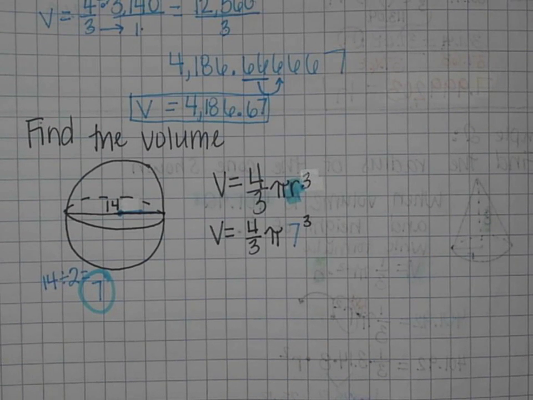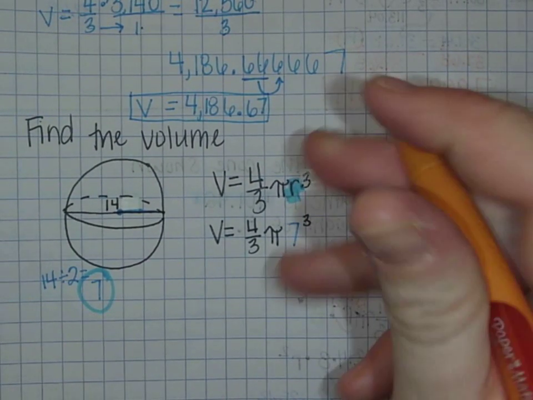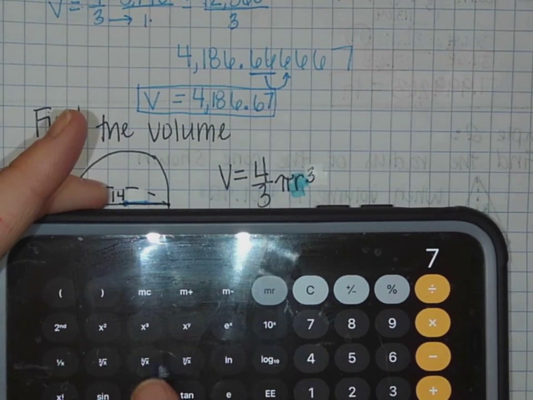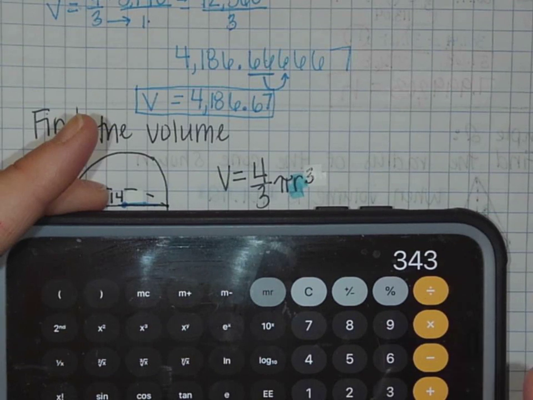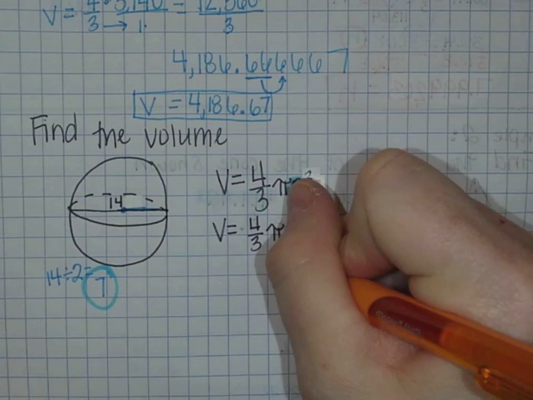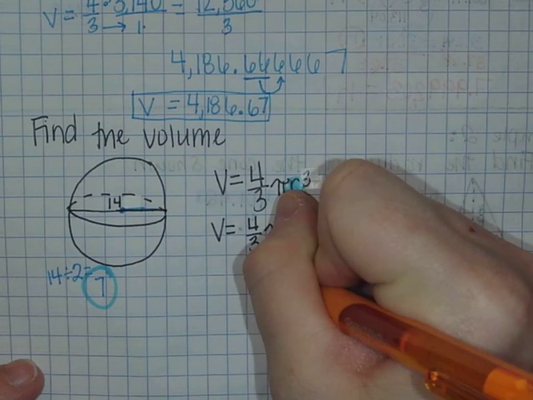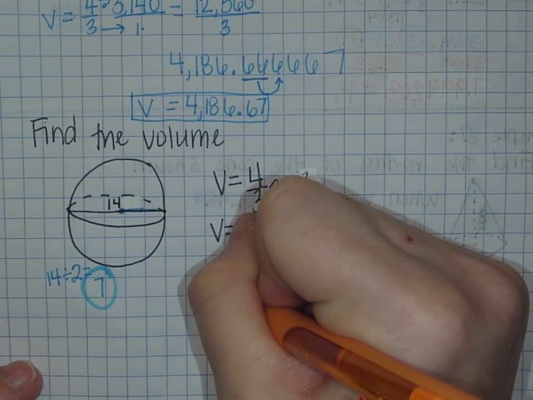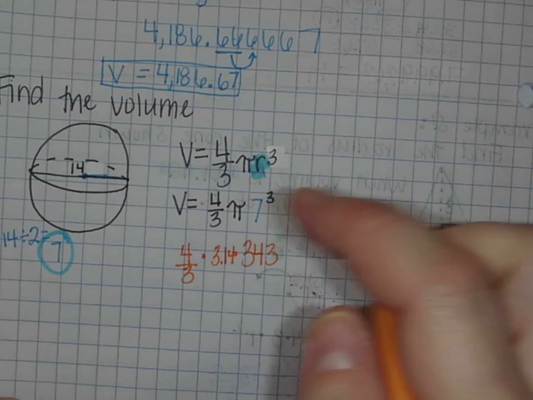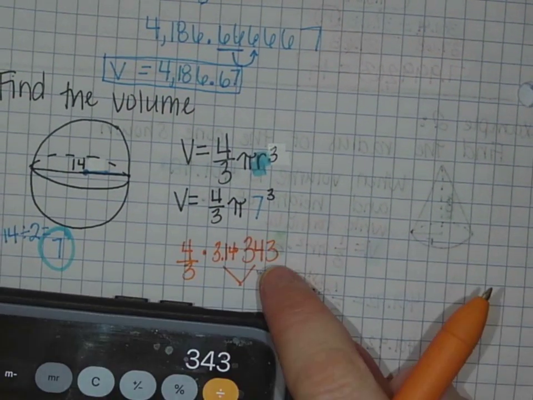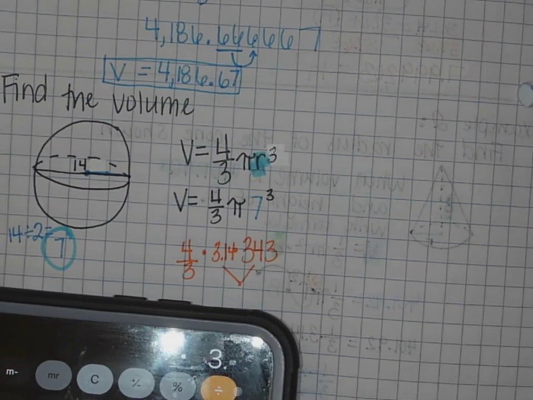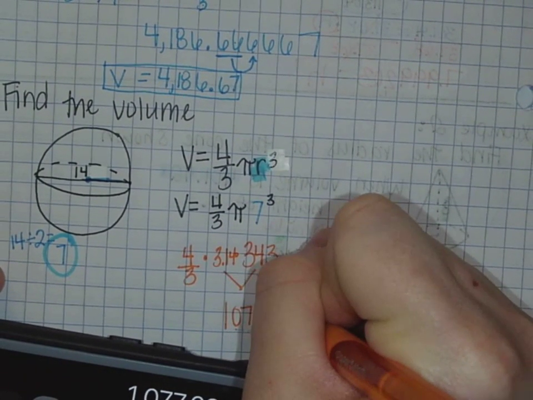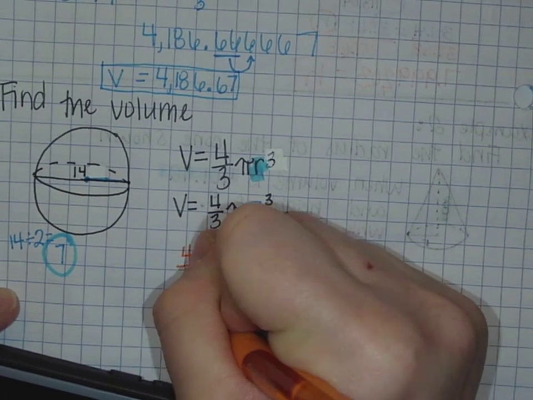Okay, so now let's go ahead and start multiplying all of this out. So we want to do 7 and then hit the cubed button, or 7 times 7 times 7, which is 343. We're going to multiply by 3.14 and multiply by 4/3. So I'm going to multiply those two first. So 343 times 3.14 is 1077.02 times 4/3.